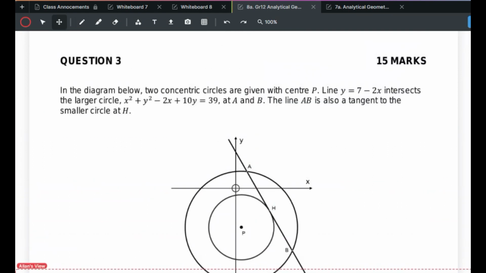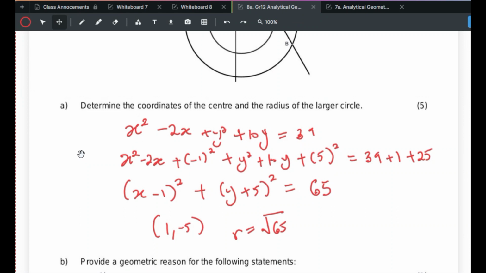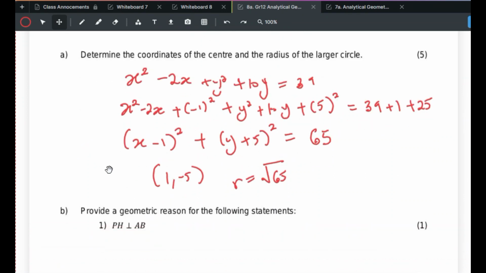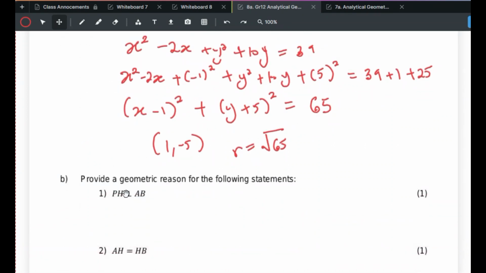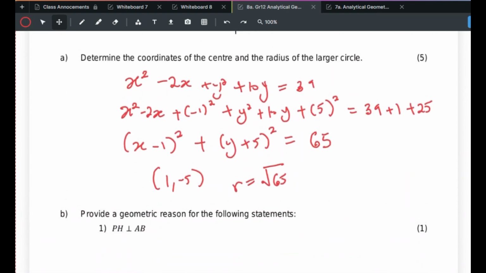I wanted to be sure that I didn't go off the cuff, but that's it. Now, they tell you here to give a geometric reason for the following statement. Do you mean Euclidean geometry? Yes, a geometric reason for this.